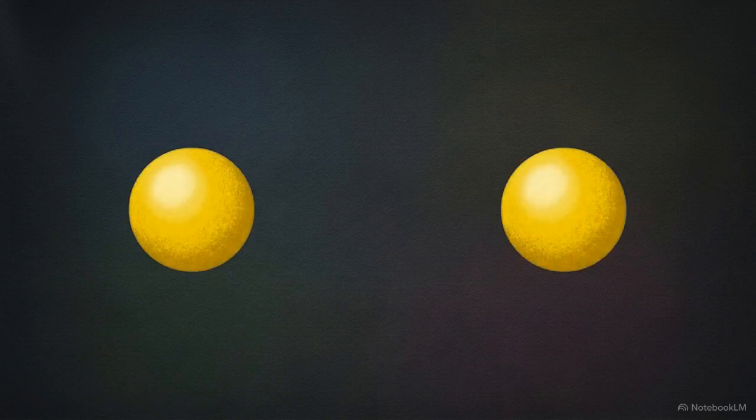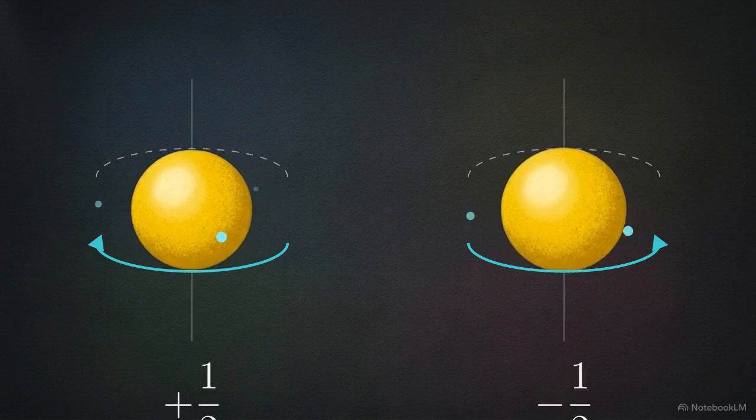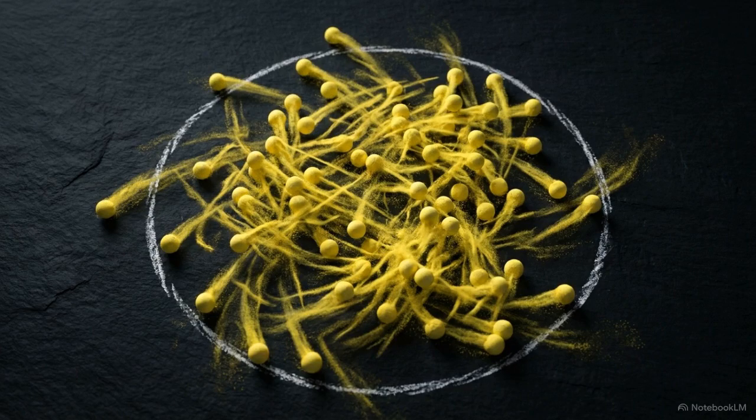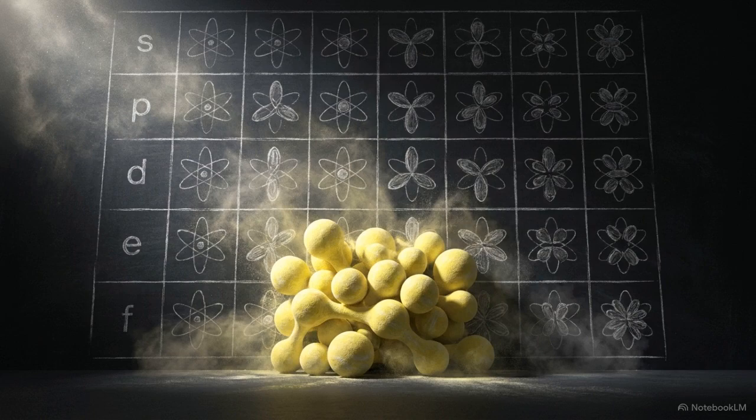There is a fourth and final property, spin. Electrons have an intrinsic property of spinning on their own axes. They can only spin in one of two opposite directions, clockwise or counterclockwise. An atom might have dozens of electrons. If they all crowded into the lowest energy space, the atom would collapse. So how do they populate these orbitals without causing chaos?